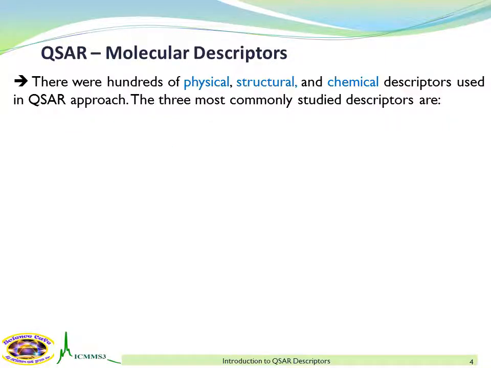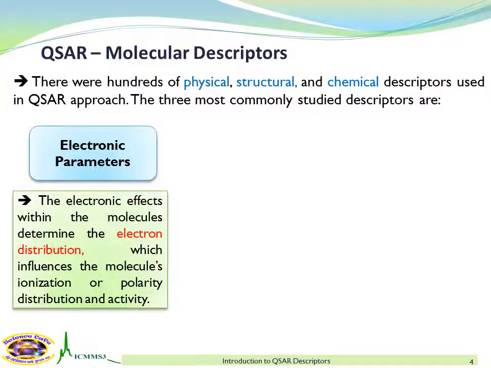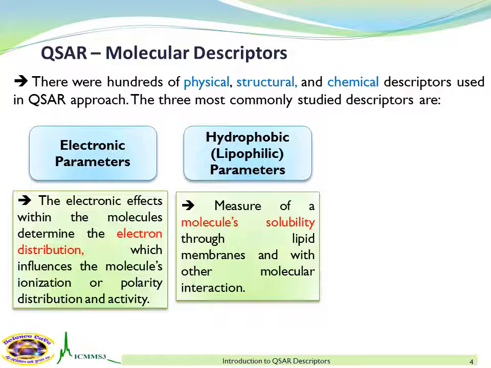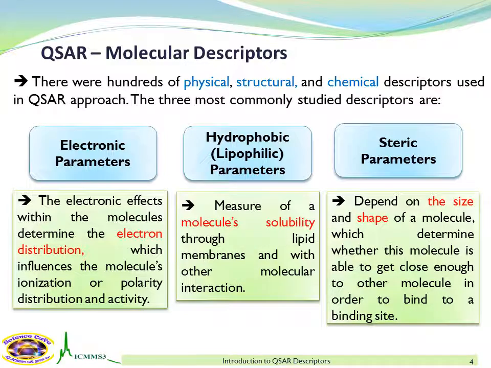There are several physical, structural, and chemical descriptors used in the QSAR approach. The three most commonly studied descriptors are: first, the electronic parameter, which determines electron distribution, and it will affect molecule ionization and polarity, so it will give information about the activity of this molecule. The second one is the hydrophobic or lipophilic parameter, which measures molecule solubility to give information about how this molecule interacts with other molecules in solution, and also whether this molecule will go through the lipid membrane. The third one is the steric parameter, which depends on the size and shape of the molecule to determine whether this molecule is able to get close enough to another molecule in order to bind in the binding site of it.